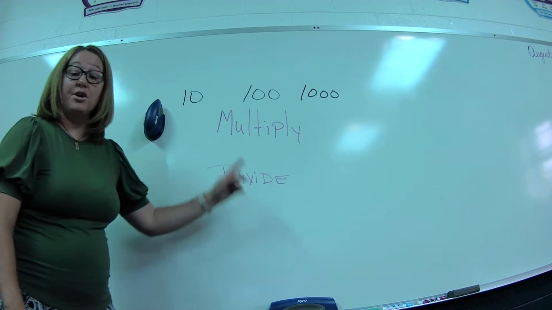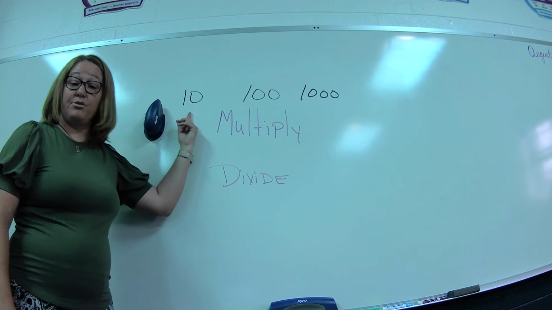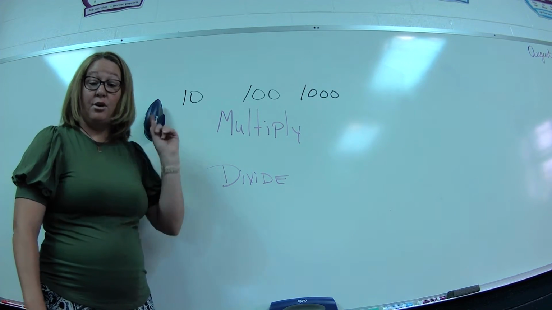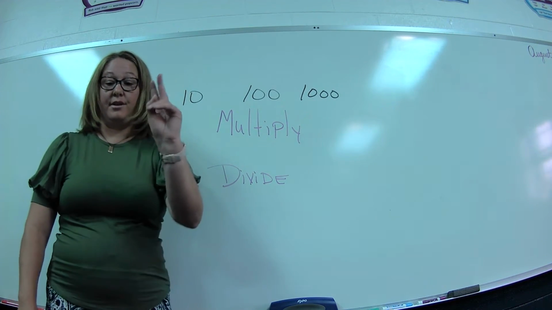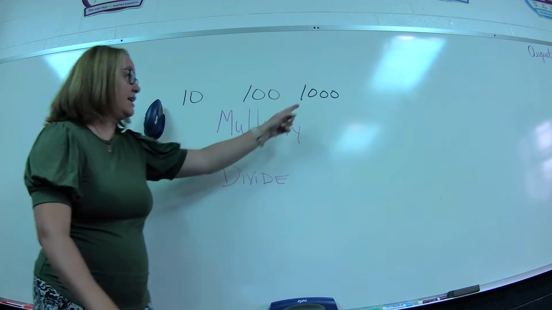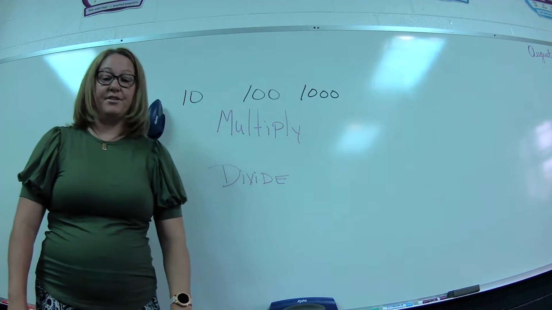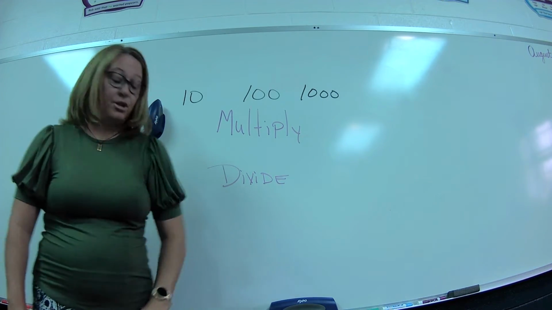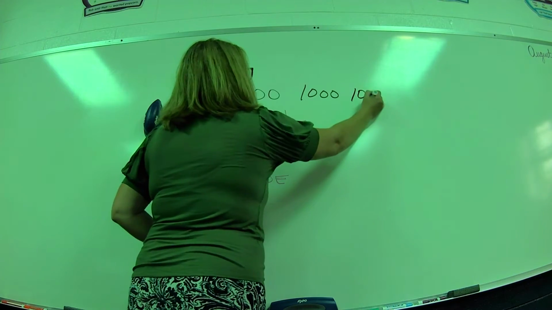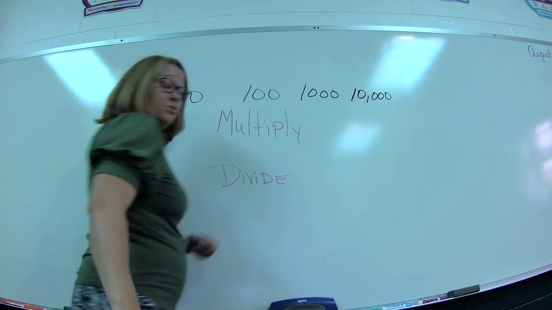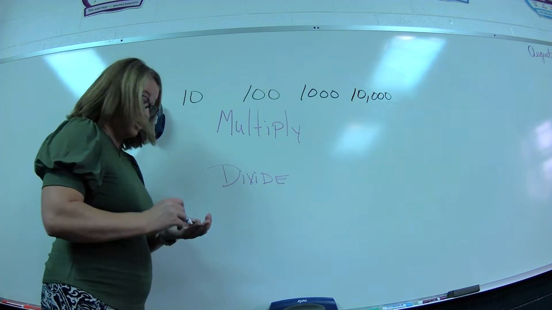Now, one thing we notice, how many zeros are in 10? 1 zero. How many zeros are in 100? 2 zeros. And how many zeros are in 1,000? 3 zeros. Sure, if we wanted to add 4 zeros, we'd have 10,000. All right, and so forth.